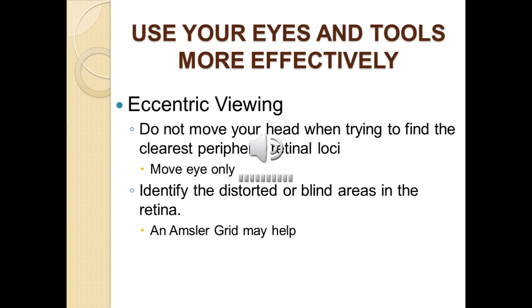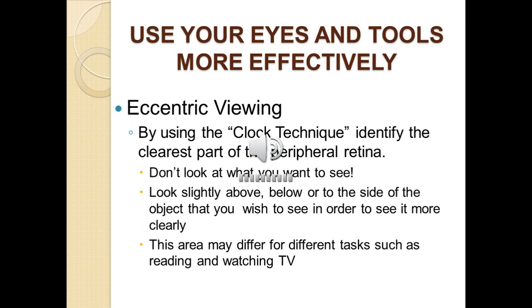Visual field test that helps with that. There's a clock technique that's used where we think of the area that you're seeing in the form of a clock, and we find out, you know, we always see better when we're looking at 9 o'clock. Instead of looking in the center of the watch, we look towards 9 o'clock, or we look towards 6, or we look towards 3. It depends on, again, where the healthy parts of your retina are.